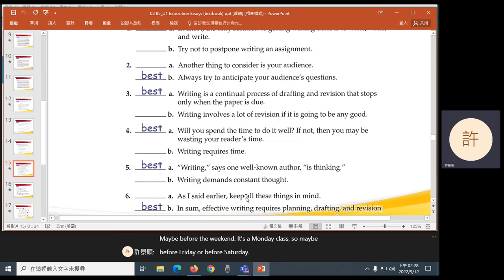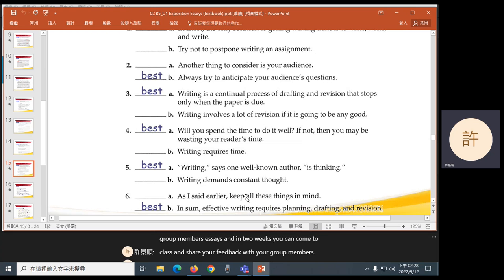Because when you exchange essays with your group members, you have to read their essays. That will take some time. So you will have about 1.5 weeks to write your own essay, and then about half a week to read your group members' essays. And in 2 weeks, you can come to class and share your feedback with your group members.